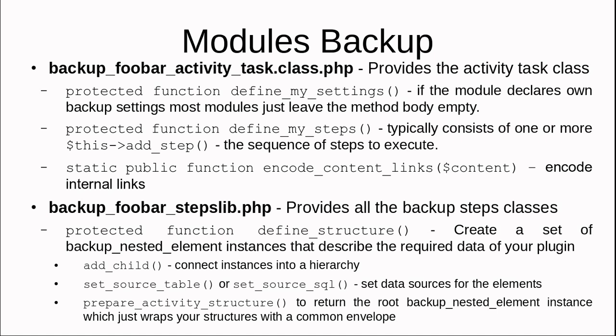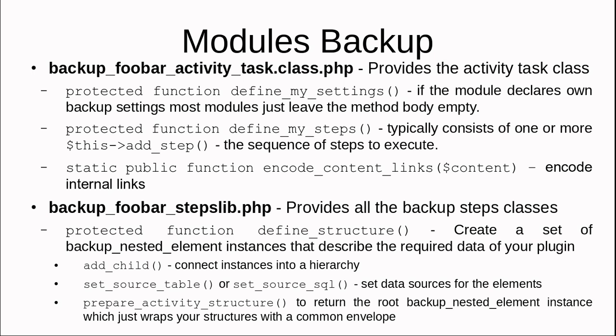So the two main files, there's another file that can be used, but we are not going to talk about it since it's optional and we are not going to be using it. There are two main files involved in backup. So here we're talking just about the backup. There's the task file, task.class.php. You can see the pattern of the file name on the screen, where foobar is your plugin name. The other one is the stepslib.php.